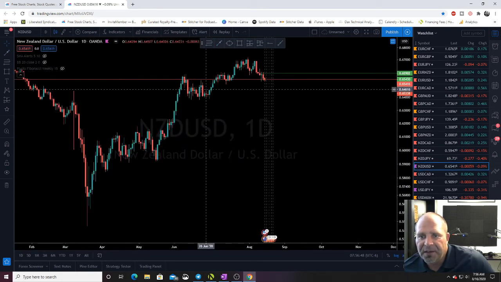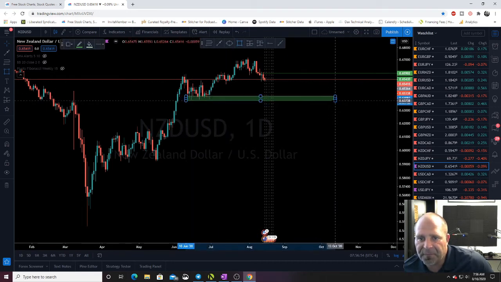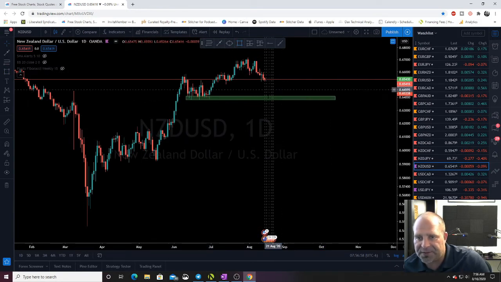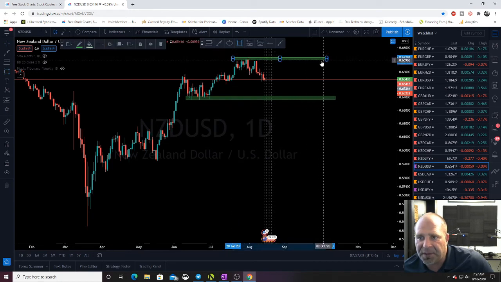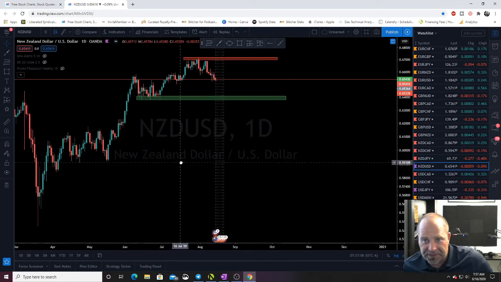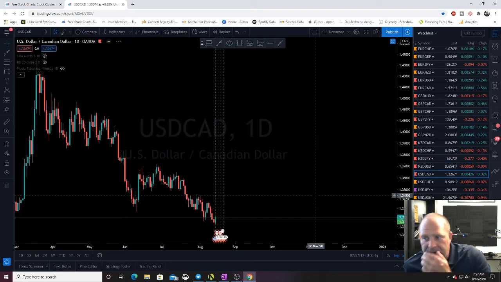NZD USD, kind of the same thing. We are testing this area. We want to see, we got good downside potential to that green zone. And we're not going to necessarily be bearish till we get up there. So these two are hot. They're right at that bottom side make or break.